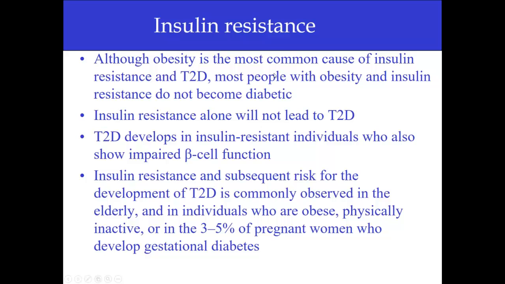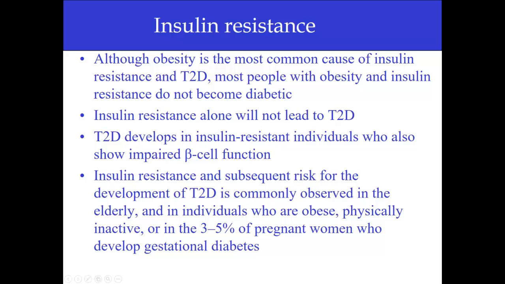So obesity is the most common cause of insulin resistance and type 2 diabetes, but this doesn't mean that all obese people will have insulin resistance and will become diabetic. In other words, this problem alone will not lead to type 2 diabetes. You have to have dysfunctional beta cells. And how do people get dysfunctional beta cells? The risk is genetic. There is a high genetic predisposition for type 2 diabetes.